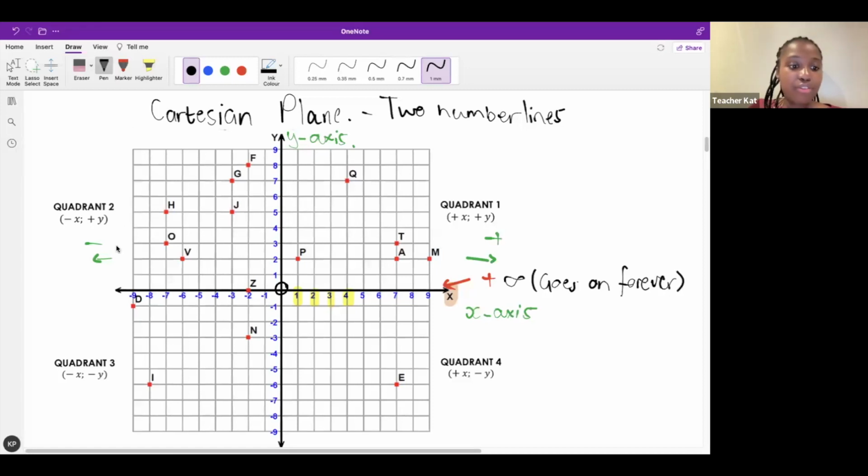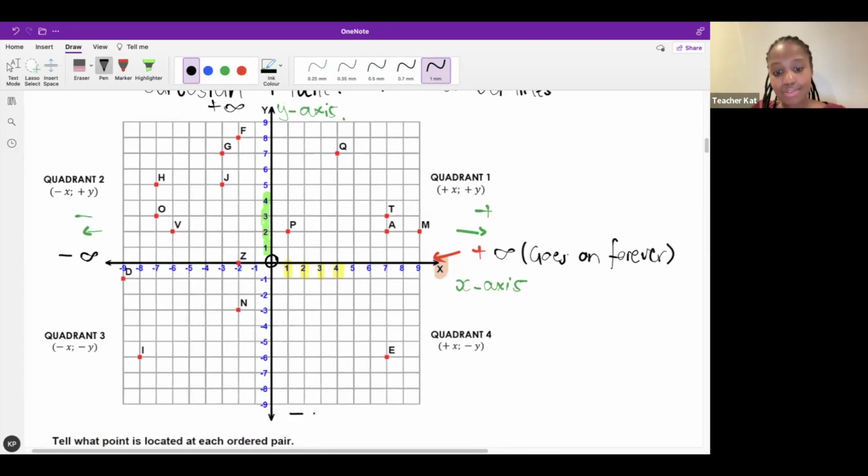And in the same way, if you look at my negative side, this goes all the way to negative infinity. Okay, so it will keep getting smaller and smaller forever and ever. Now, if you look at the y-axis, we have the same type of concept here, except my positive numbers are all going upwards. So if you look here, 1, 2, 3, 4, we are counting up. So that means going up is my positive infinity, and going down will be my negative infinity.